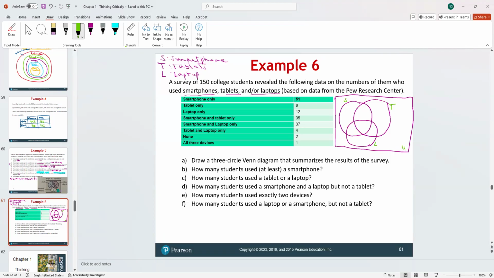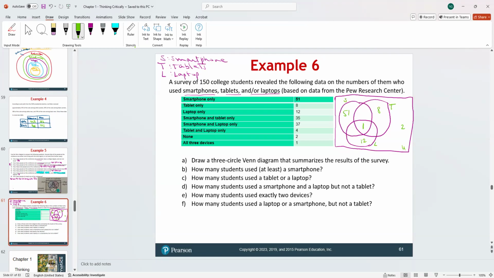They said 51 smartphone only, so we can put the 51 here. All right. So they said also 8 tablet only. They said 12 laptop only. So when you take the only, now you need to take all three. None is outside, so it's going to be a two. No, no, all three is one. The one is right there.